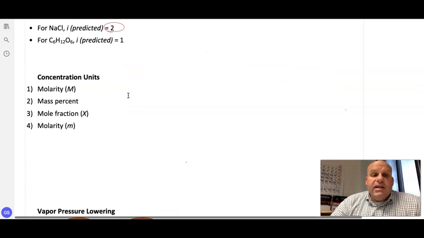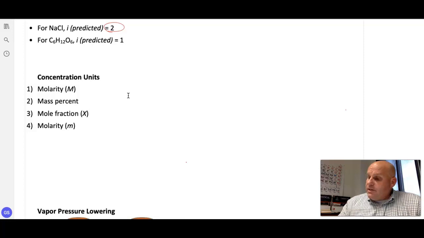Okay, before we get into the individual colligative properties, let me talk for a quick moment about the different concentrations that we're going to see with these various colligative properties. Okay, molarity is the first one. You may recall molarity is moles of solute over liters of solution.